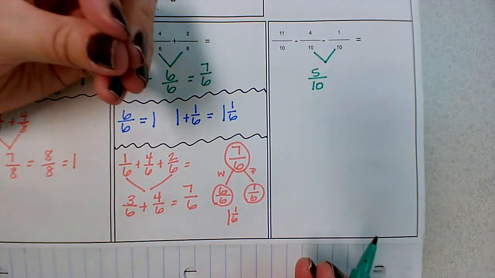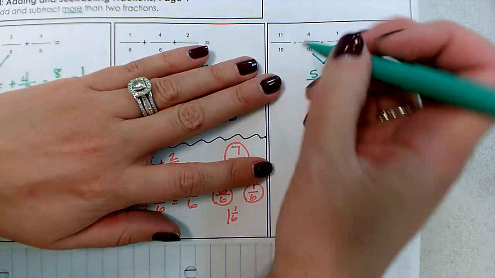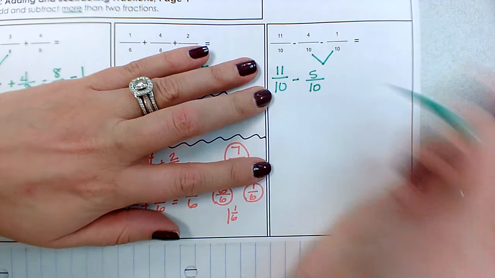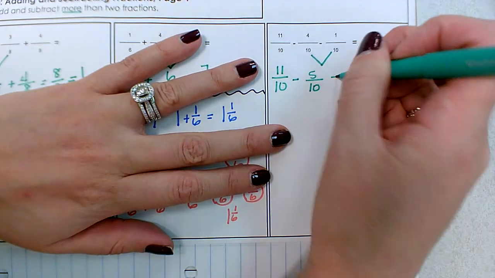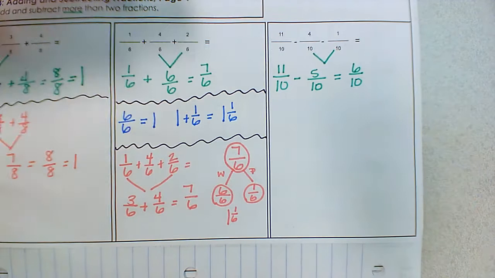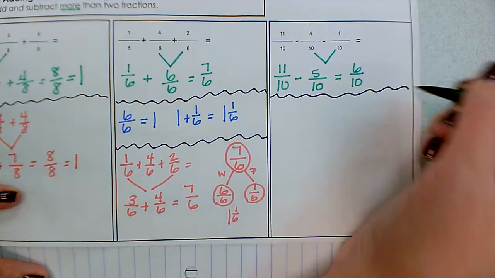Okay, I'm going to combine them together. I know that seems backwards. I'm actually going to add these 2 together, and then I can say 11/10 minus 5/10 equals 6/10. So there's one way, and I can leave my answer just like that.